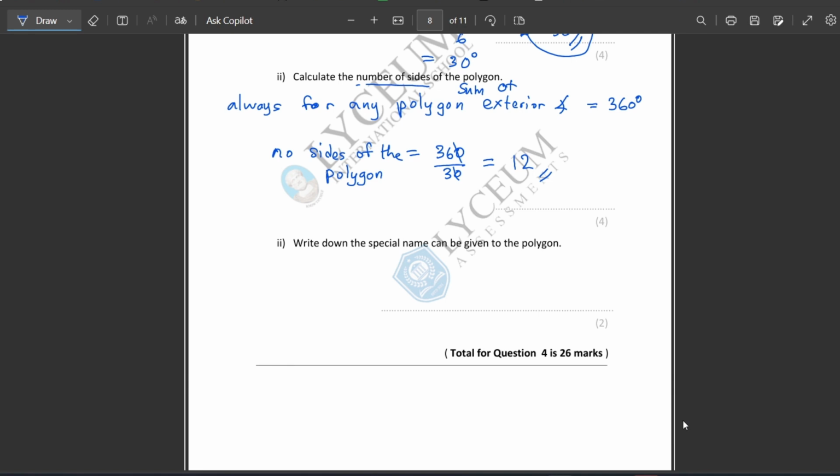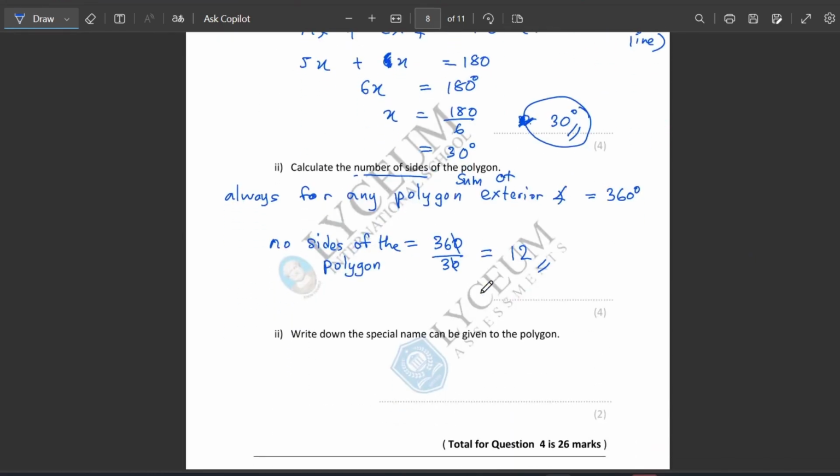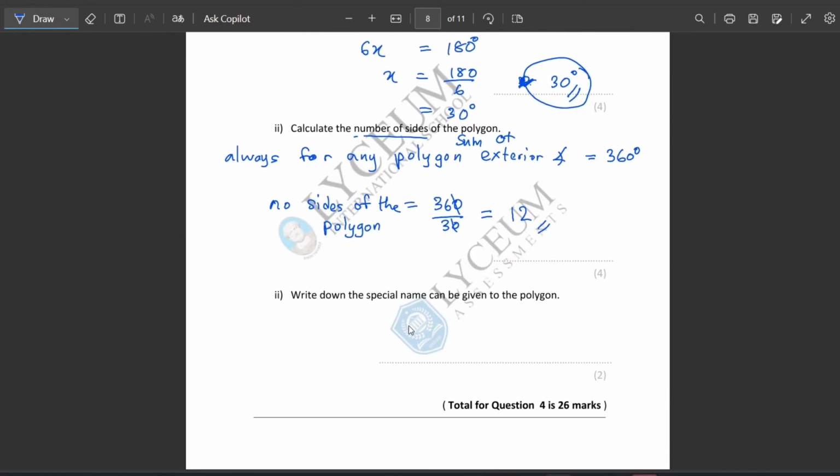Now we have to write down the special name given to this polygon. The special name that can be given to this polygon is dodecagon. Dodec means 12.